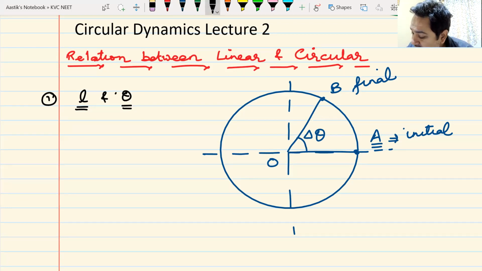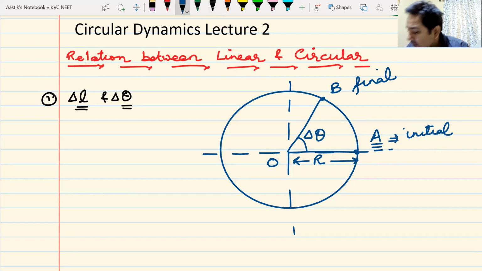Let me call it delta theta here, and let me call this del L, where L stands for the distance, not displacement. So it has turned by an angle of delta theta. The angular displacement, which is a scalar quantity, is delta theta from A to B. Let us say that the radius of this circle is R.